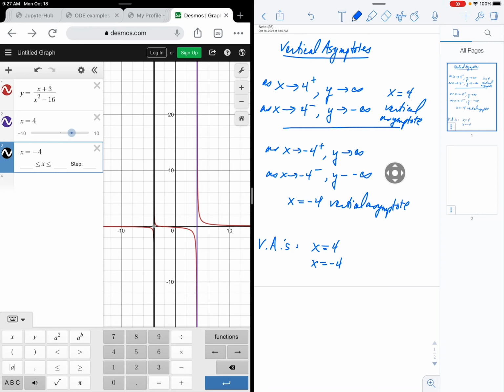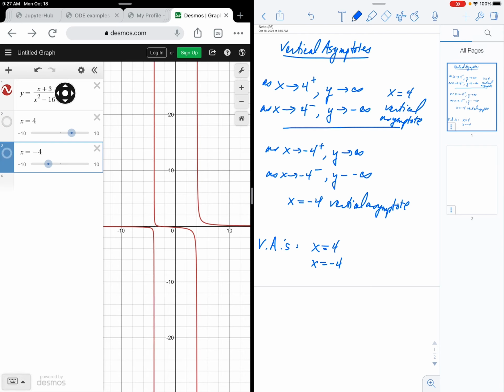Now usually what's going to happen in calculus is that you're going to be given this function, and then you're going to have to deduce what the vertical asymptotes are, and you use that as a way of constructing the graph. That's why you're going to need to know this behavior, because it tells you how to draw the graph as you approach the vertical asymptotes.